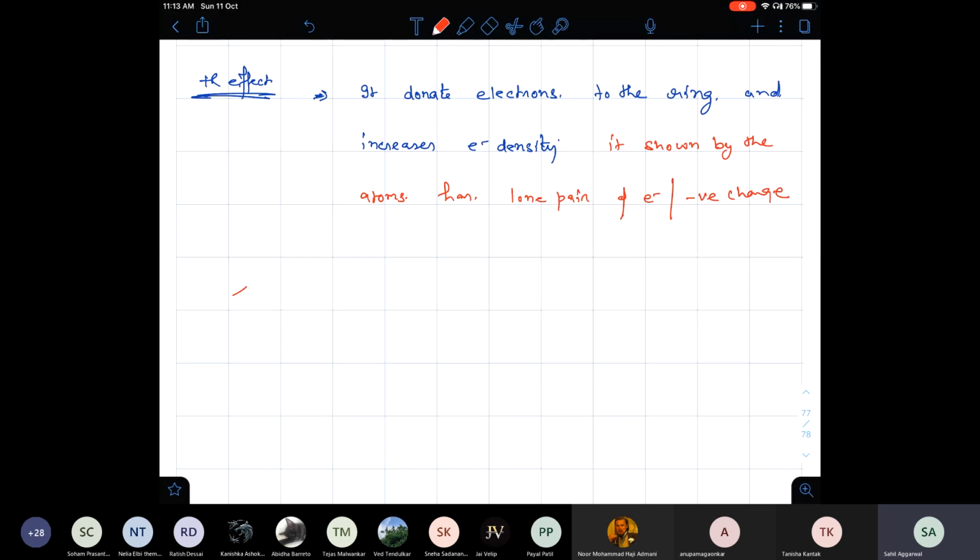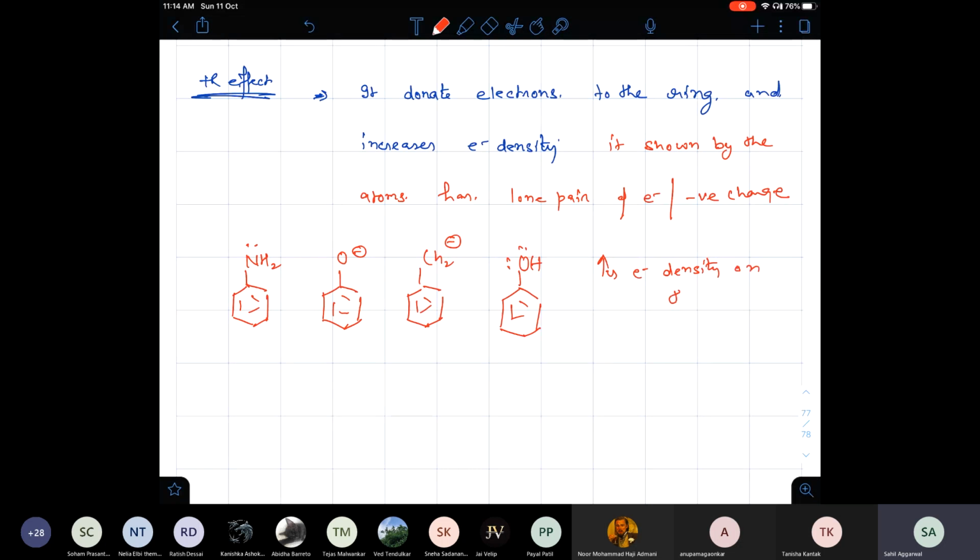For example, if you have NH2 attached to the ring, or you have O minus, or CH2 minus, or you have OH. Any group which has a lone pair of electrons attached to the ring will show plus R effect and will increase electron density on the ring. Understood?